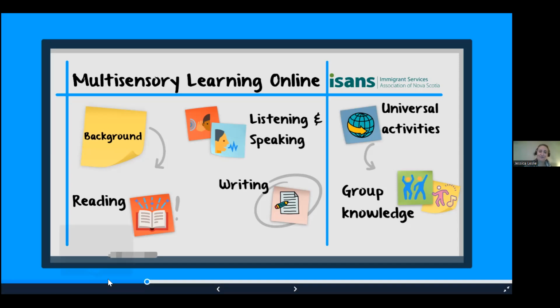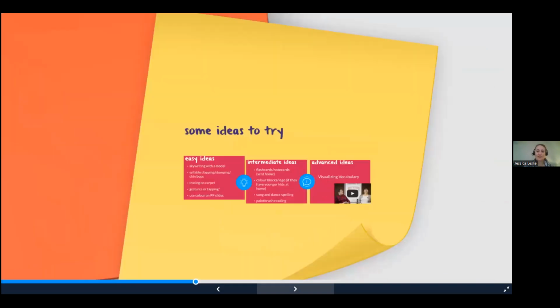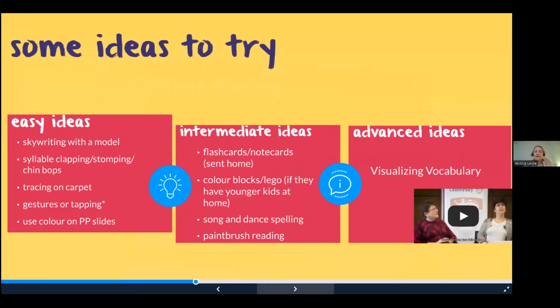So let's take a look at some ideas for reading. Connecting our sight and our sound, and what are some ways that we can do that? I have separated this into 3 sections: easy ideas for my lower levels, those who teach literacy or beginner levels, if that's what your program calls it, or if you're in the CLBs, levels 1 and 2, and then some intermediate ideas. And then I have some for our more advanced classes. So hopefully there's something for everybody.